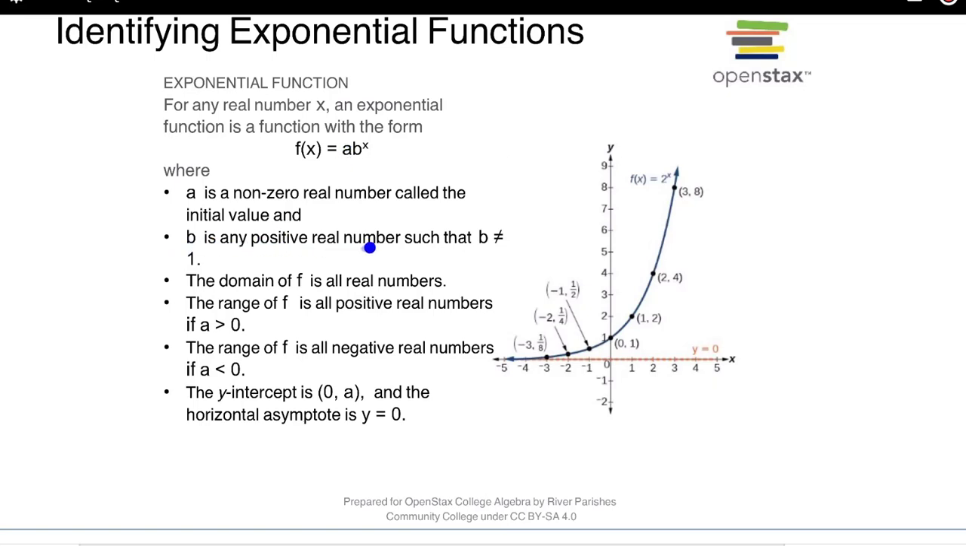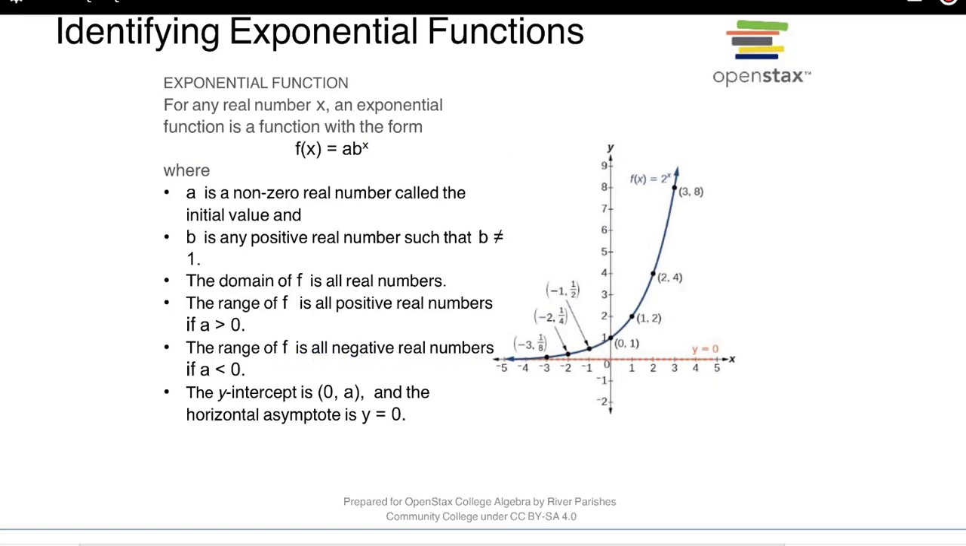B is any positive real number such that b doesn't equal 1. So any positive number other than 1. The domain of the function is all real numbers. So anytime you have an exponential function, the domain is all real numbers. The range is all positive real numbers if a is greater than 0.